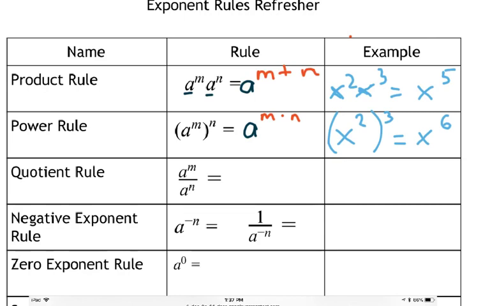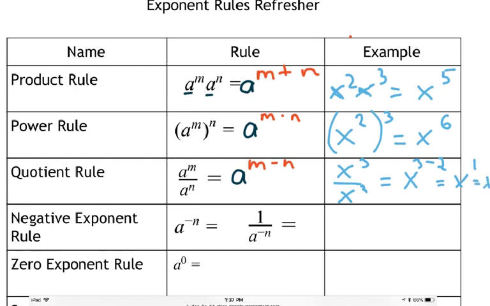Next rule is the quotient rule. I do have base a, I keep the same base, and subtract the exponents. An example of the quotient rule is x to the third divided by x squared. We keep the same base, we subtract 3 minus 2, therefore I have x to the first power, or just x.